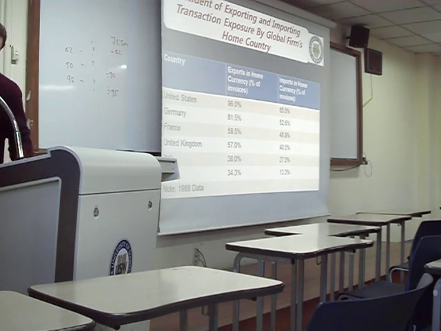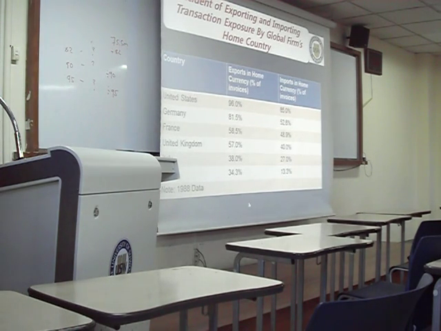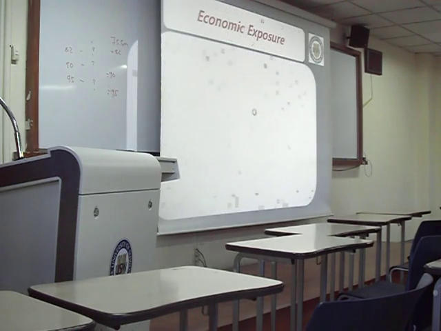I guess Korea is going to be a good bit lower than this, right? Maybe less than 20% of contracts will be made in your home currency. So most of the contracts are made in dollars or euros or yen. So you have to think about that kind of transaction exposure.